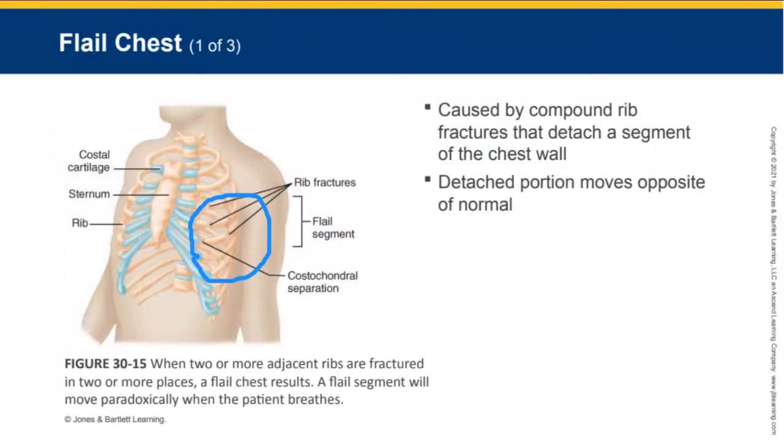It might seem complex, but it's very, very simple. We breathe in with negative pressure, we breathe out with positive. So the negative pressure is what is pulling the flail segment in, and the positive pressure pushes it out. And that creates an abnormal movement of the chest. We call it paradoxical motion. So that's your flail segment.